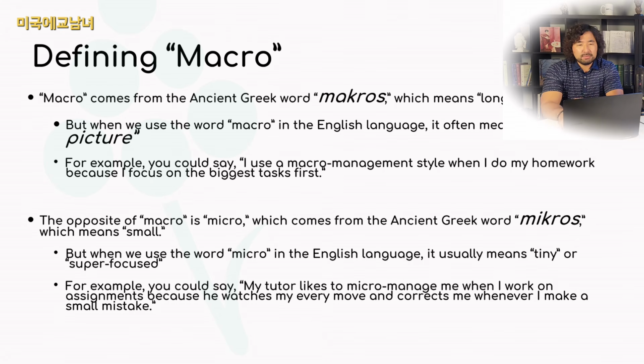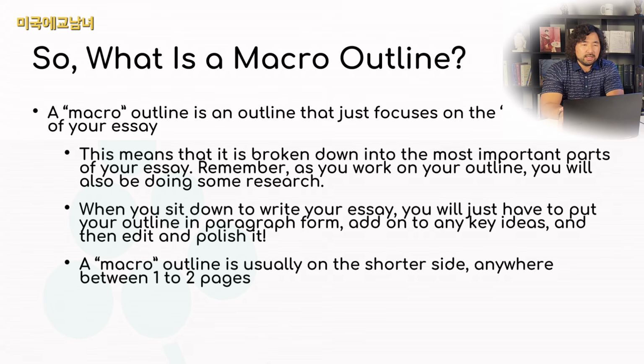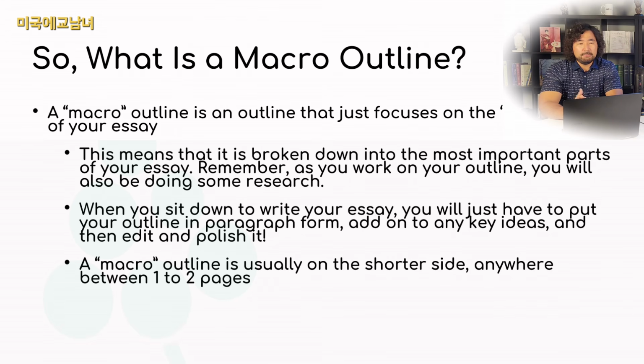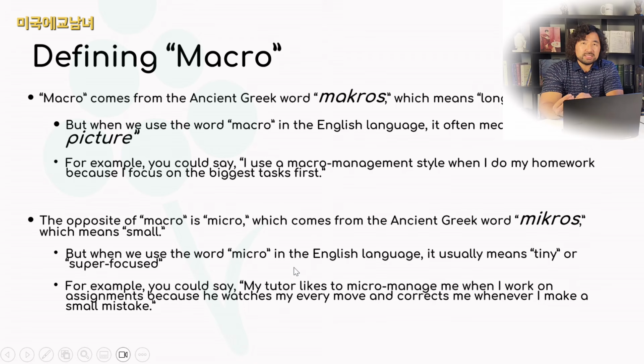We talked about what an outline is. Now we want to add this extra term here. So a macro outline, what is it? A macro outline is an outline that focuses on the big picture of your essay. This means that it's broken down into the most important parts of your essay, very big chunks of your ideas. Micro is the one that has super details. Macro, not so much. Macro, as the name implies, is all about the big structure, big ideas, big picture.